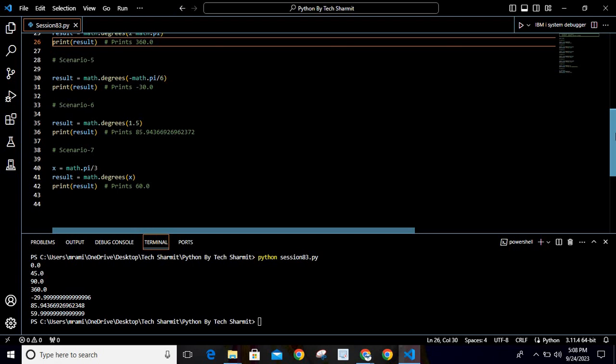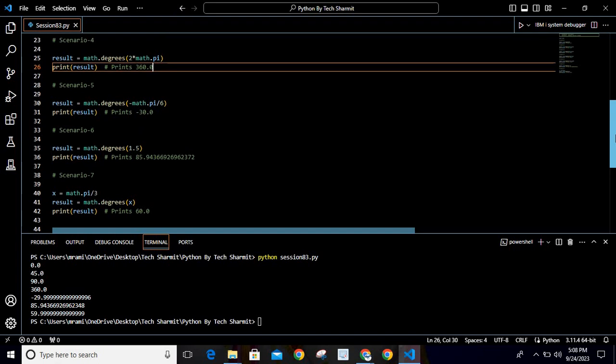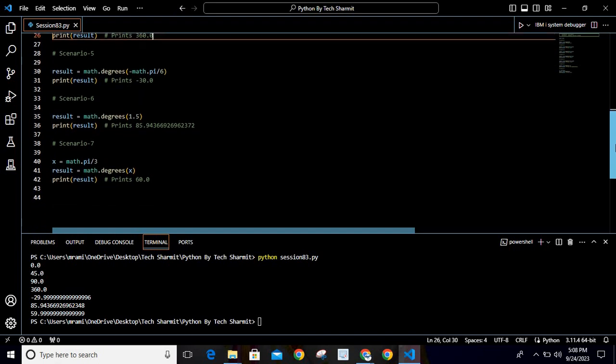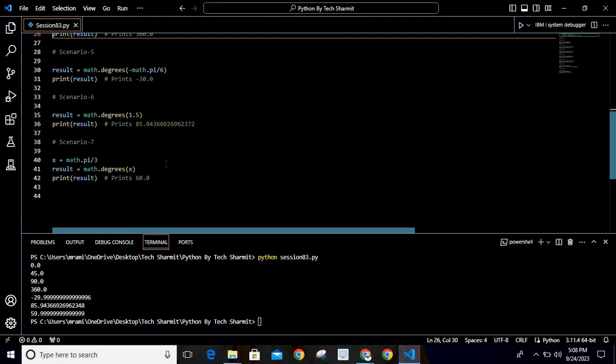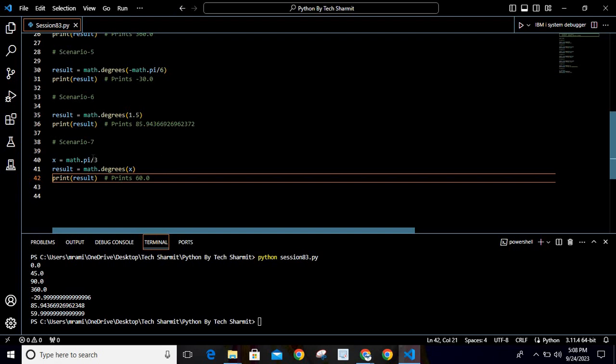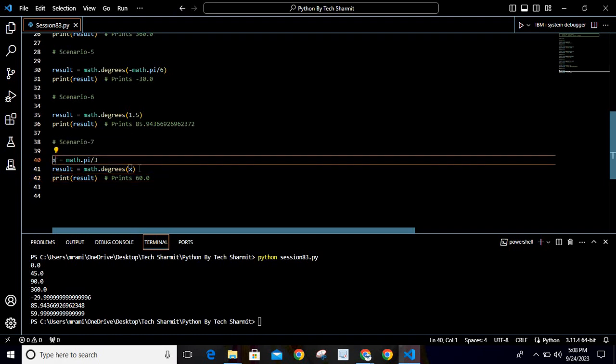Now look at the seventh scenario. In the seventh scenario, we are passing the value not directly, but in terms of a variable. So let's say we have some value stored in our variable and we want to pass that variable instead of values. So far, for all the scenarios we are passing the values directly, but now I am passing the value in terms of a variable. You can see we are just passing x, which holds the value math.pi by 3. Firstly it will calculate math.pi, then it will divide it by 3, and that value will be stored in the x variable, and then we are passing this x variable to this function, and the output is 60.0.